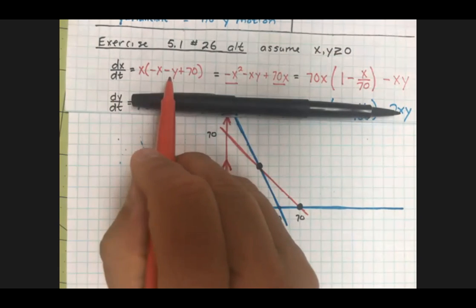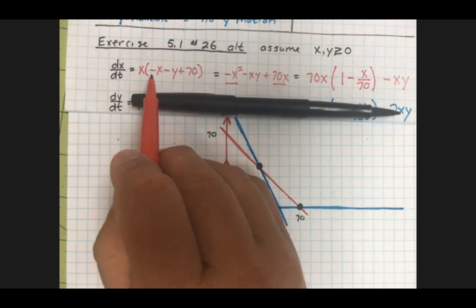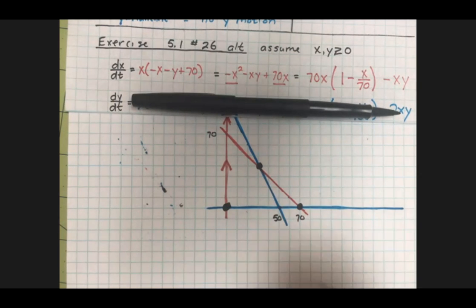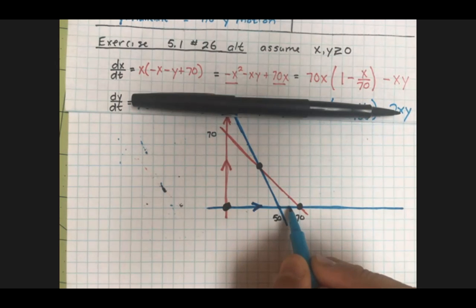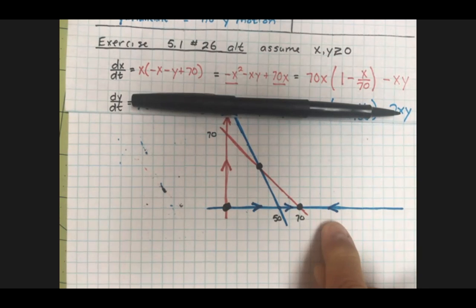But now let's let y be 0 right there. Now this is x times (70 minus x). What does that say? That in the absence of y, this x species would climb to its capacity of 70. And if it was above its capacity of 70, it would fall. Okay, so far so good.